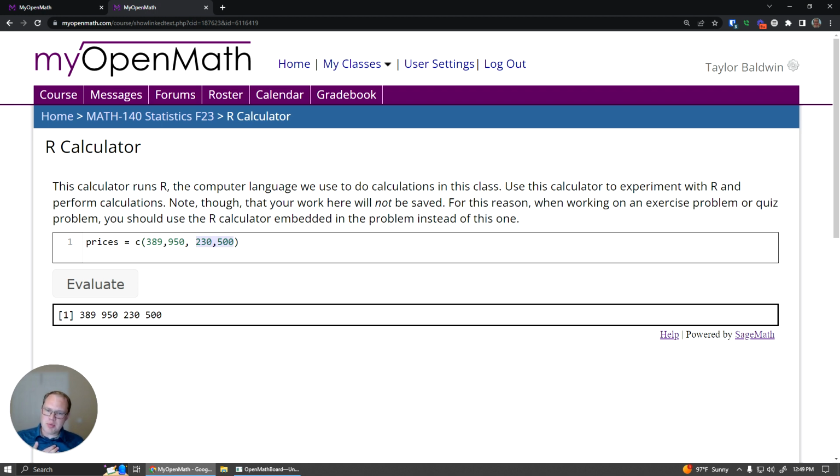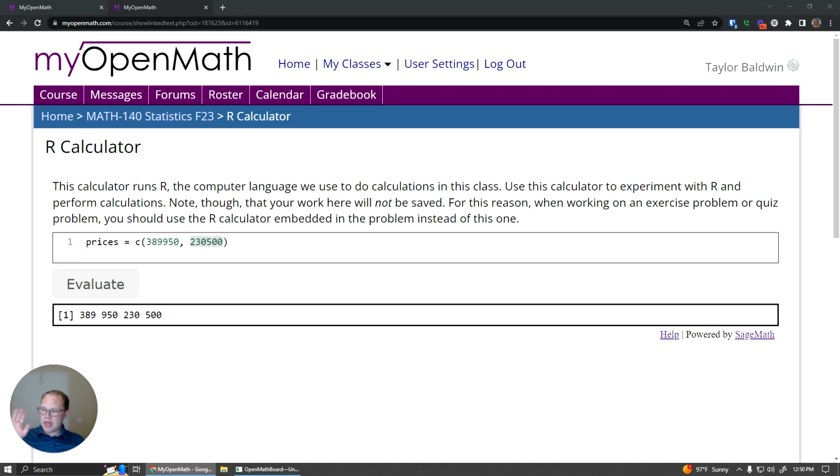When writing numbers in the computer, you cannot use commas to represent the thousands place or the millions place. Instead, you just leave them out. So if I want the number 389,950, I leave out the comma. Just one big number. 230,500, leave out the comma in the thousands place, just one big number. Commas are only used to separate different numbers in the list.